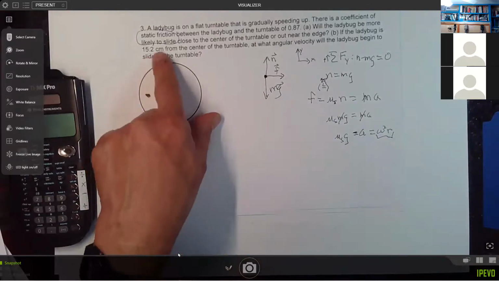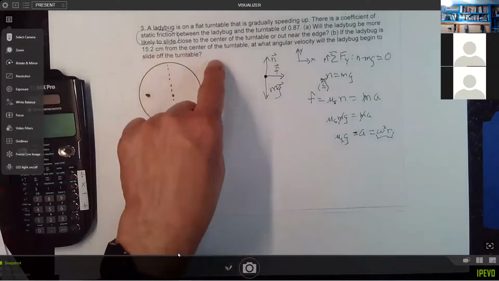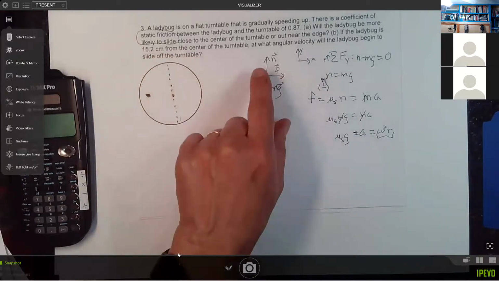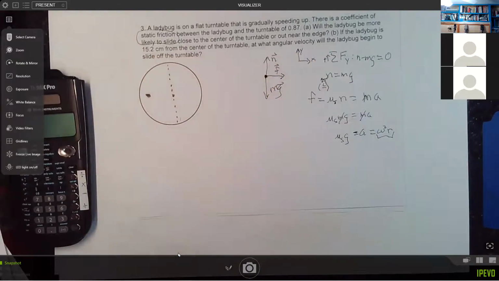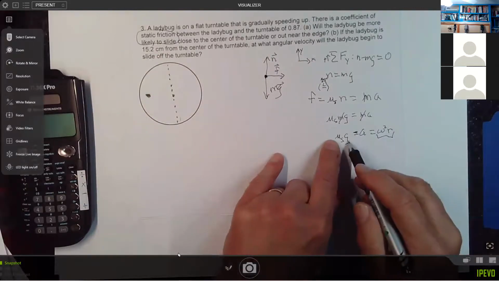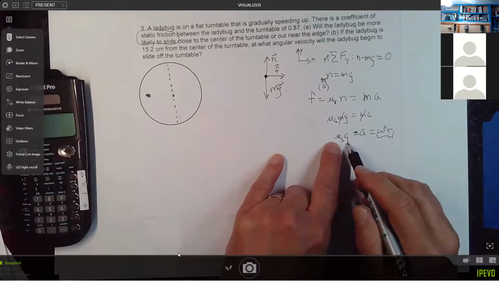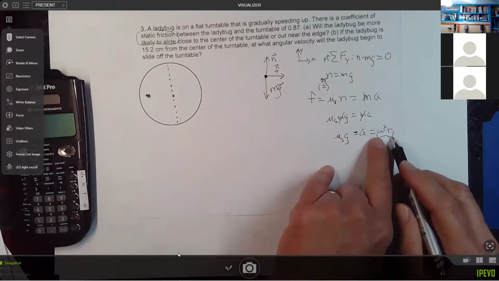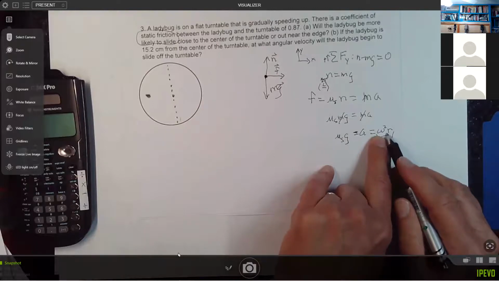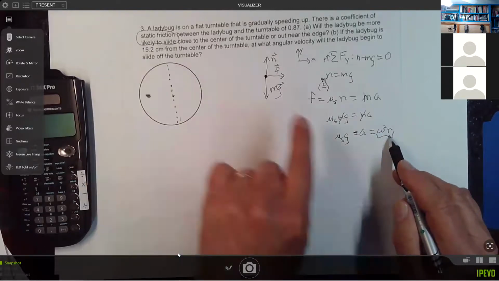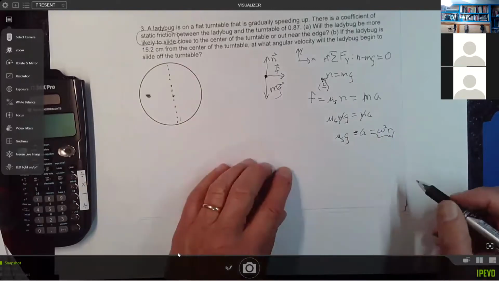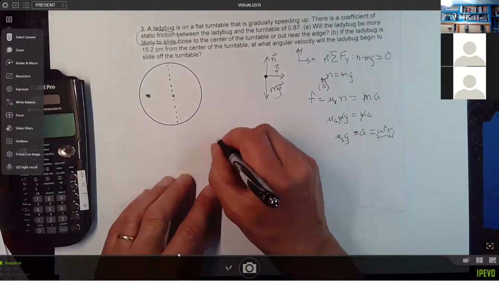If the Ladybug is 15.2 centimeters from the center of the turntable, at what angular velocity will the Ladybug begin to slide off the turntable? Well, I think we can do that. This is the maximum acceleration that friction can provide. We can figure out what omega max is for the radius that they gave us. And so let's start with that.